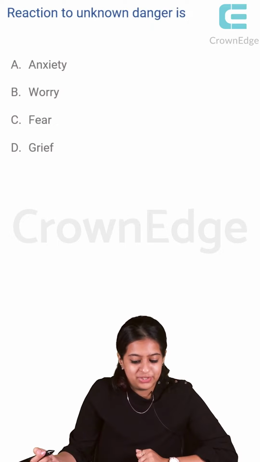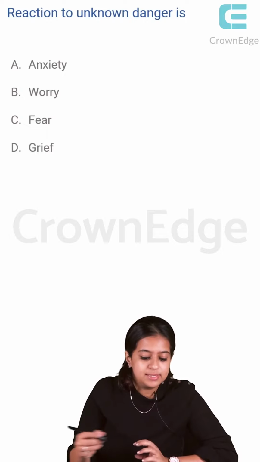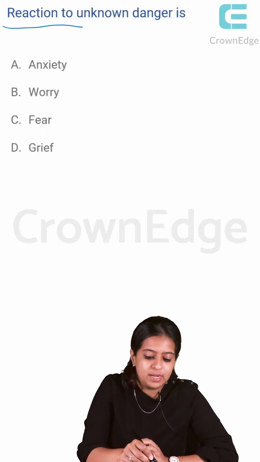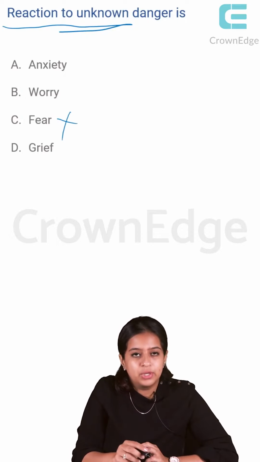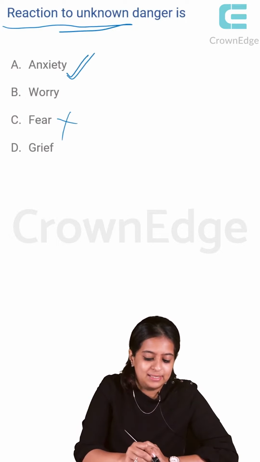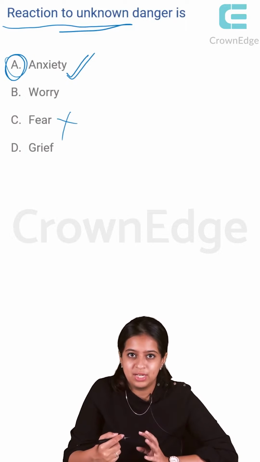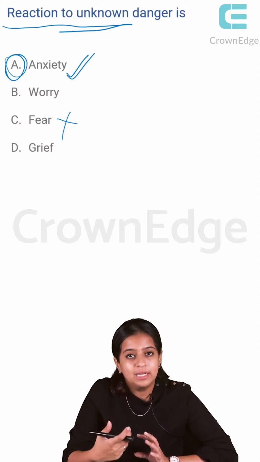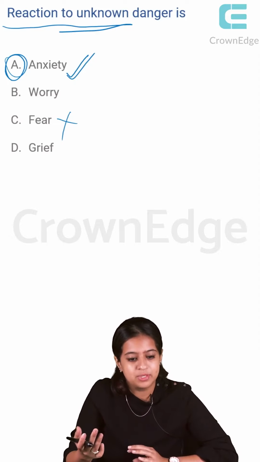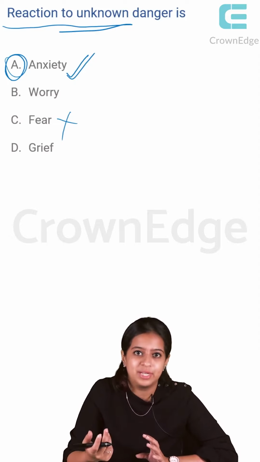Reaction to unknown danger is: option A, anxiety; option B, worry; option C, fear; option D, grief. Now I just told you reaction to a known danger is fear. So the question to us is reaction to unknown danger. So fear is ruled out here. Reaction to unknown danger is anxiety. You don't know what the danger is about, but you're anxious when you enter the clinic. You're just anxious on getting a dental treatment. You just don't know what is going to happen. So it's more of a reaction to an unknown danger.